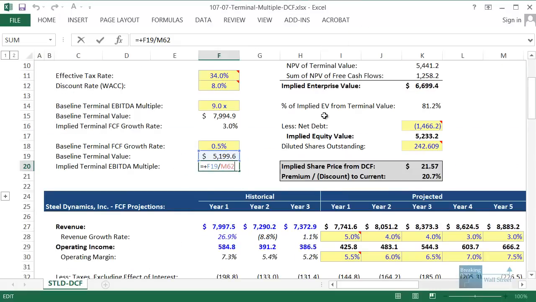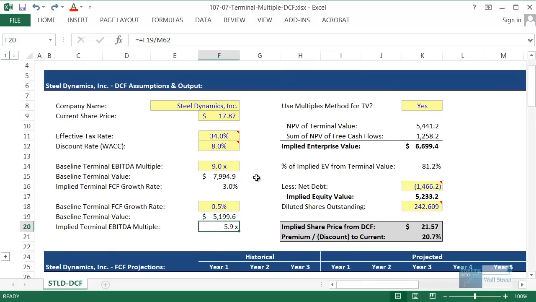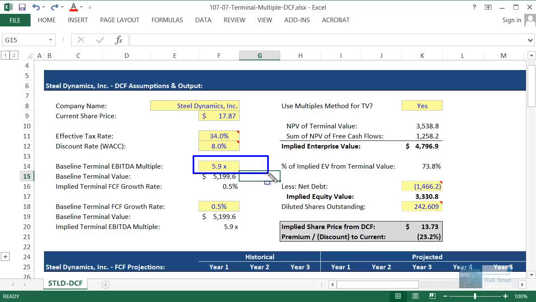So you can use both of these methods to check your work as you go along and to make sure, for example, that you haven't picked a multiple that's unreasonable, and to make sure that you haven't picked a long-term growth rate that is unreasonable.